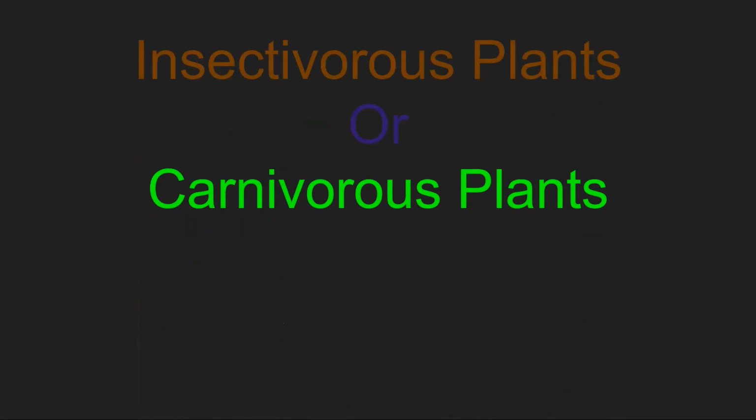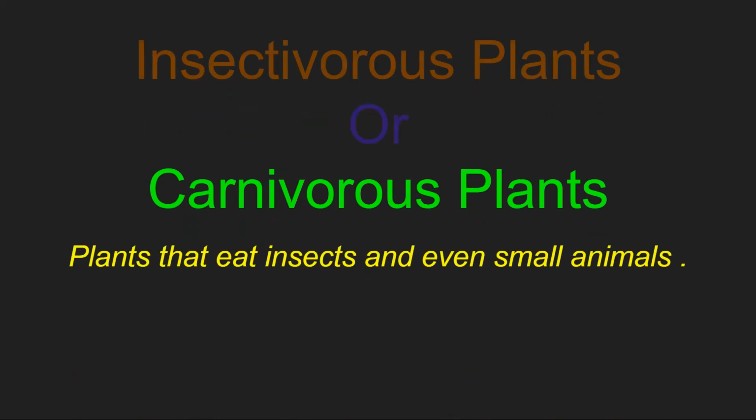So let us study about plant traps, how plants trap in unfavorable conditions, and we will study first of all what insectivorous plants or carnivorous plants are. Students, insectivorous or carnivorous plants are the plants that eat insects and even small animals. They eat small insects, very microscopic animals and small animals also. They are called insectivorous plants.